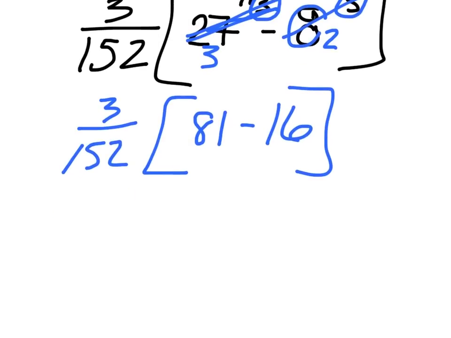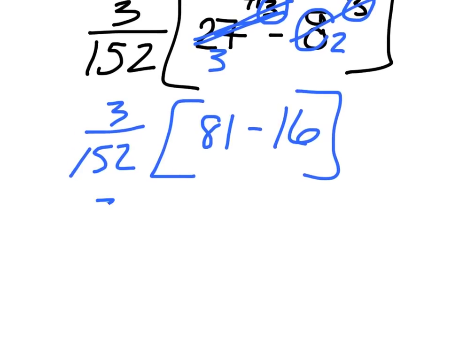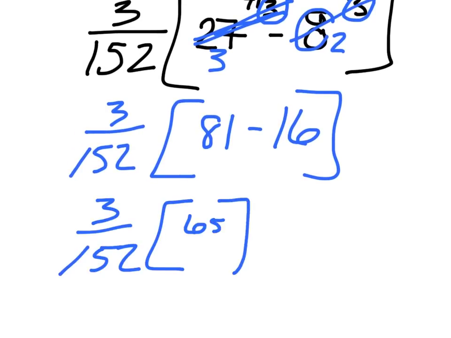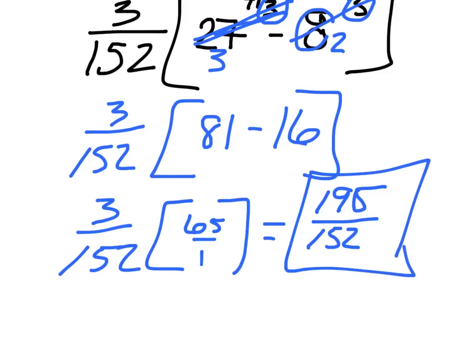If I subtract those, let's see, I think I get 65. Oops, so I have 3 over 152 times 65. Okay, put that over 1 if that makes you feel better. And that leaves me with a total of 195 all over 152 for my final answer to that definite integral. All right, so there's a lot of mental math, which we got the other day from U-substitution, but our big goal is to watch those bounds.